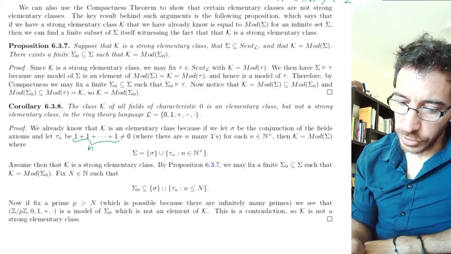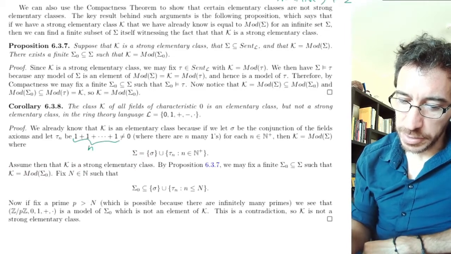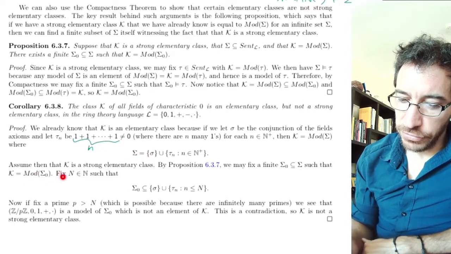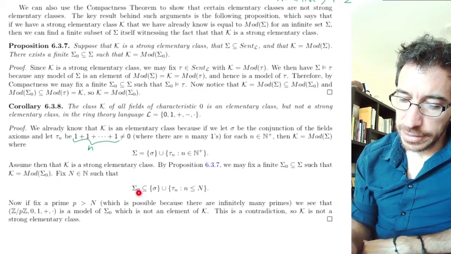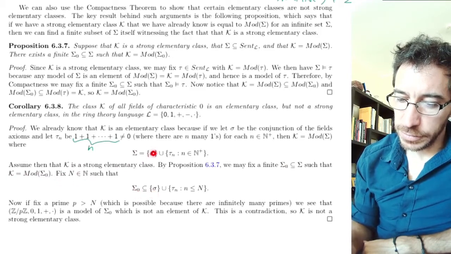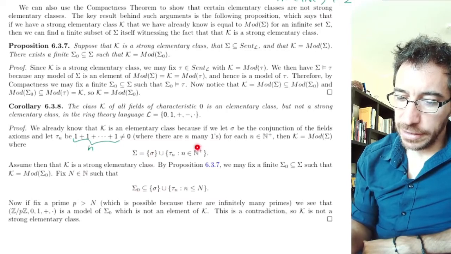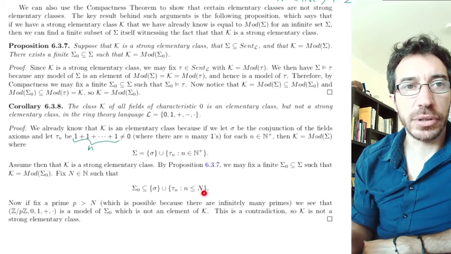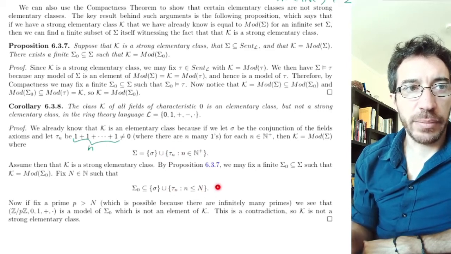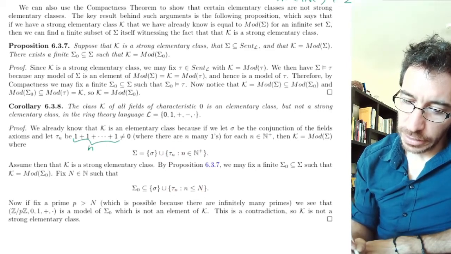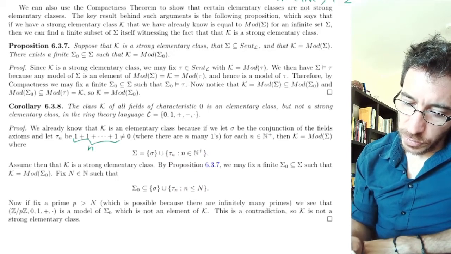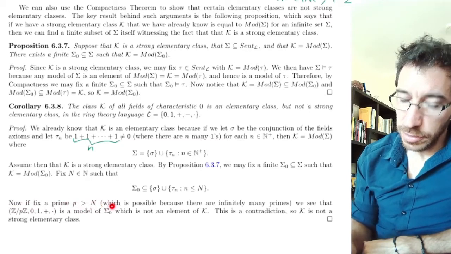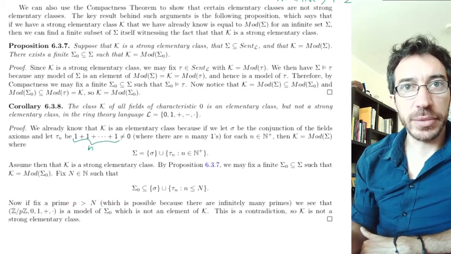So if you're strongly elementary with the models of Sigma, you can choose a finite subset, so you have the models. And if you have a subset, you can fix an N such that sigma 0 is a subset of, well, this one may contain or not. And a finite subset of this will just contain tau n up to some point, capital N. Okay, so that makes sense. And so what do we do next? Now fix a prime p larger than N, which is possible because there are infinitely many primes.